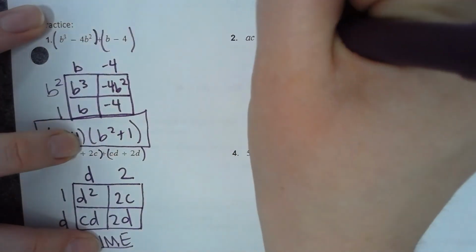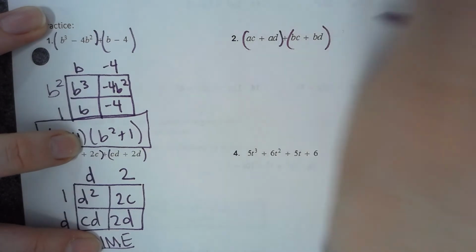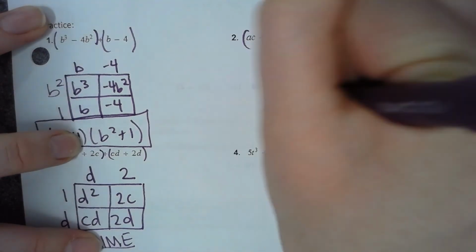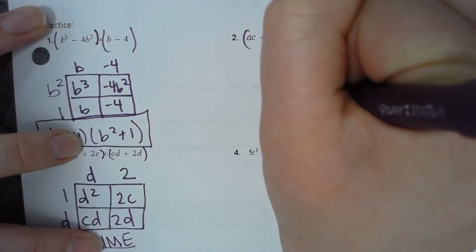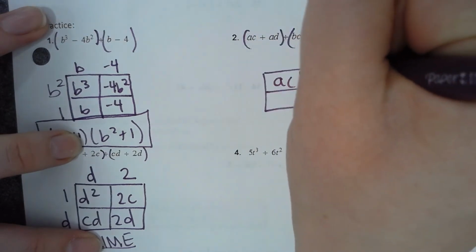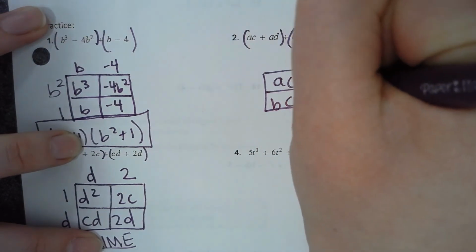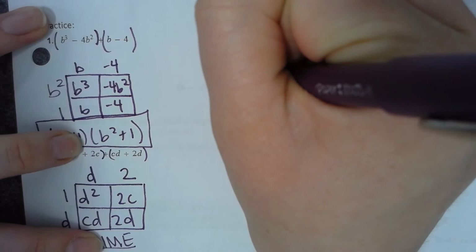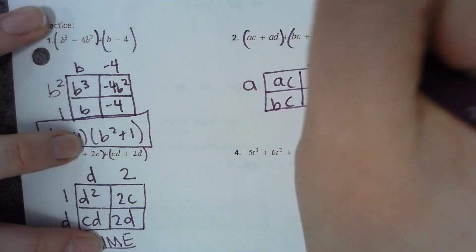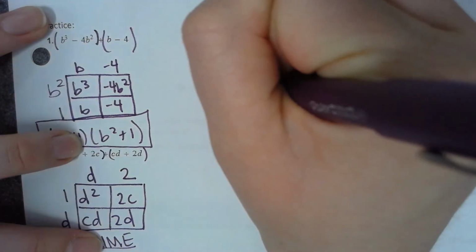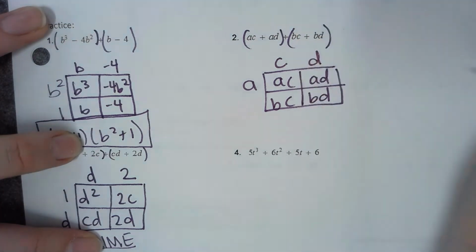Okay, so here's the answer for this one. I group. I put them in my boxes: AC, AD, BC, and BD. My greatest common factor is A. What times A gives me AC? That would be C. What times A gives me AD would be D.